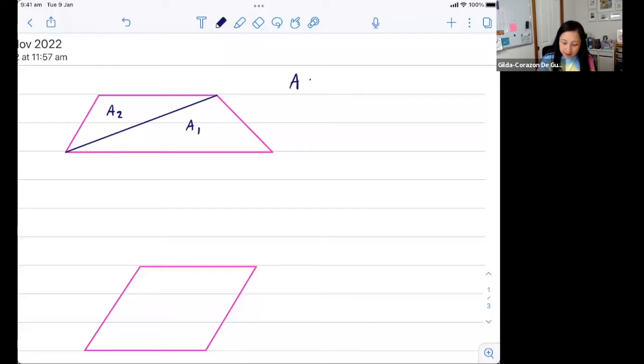We say the area of a triangle is half times base times height. If I name the base as B and the perpendicular height, when I say perpendicular height, it makes a 90-degree angle with the base, right? It makes a 90-degree angle with the base. So then I've got 1/2 times base times the height, yeah?